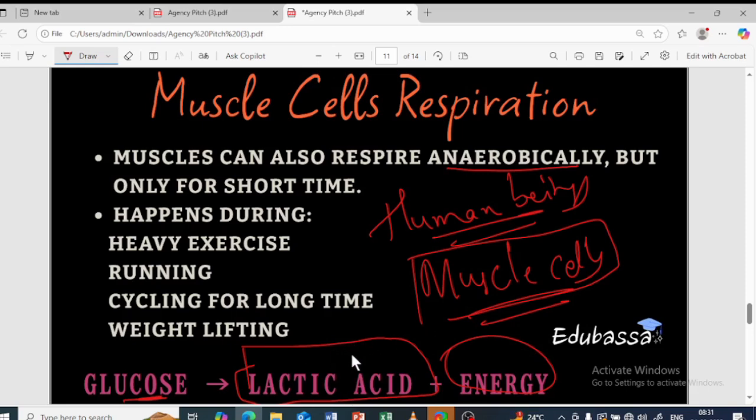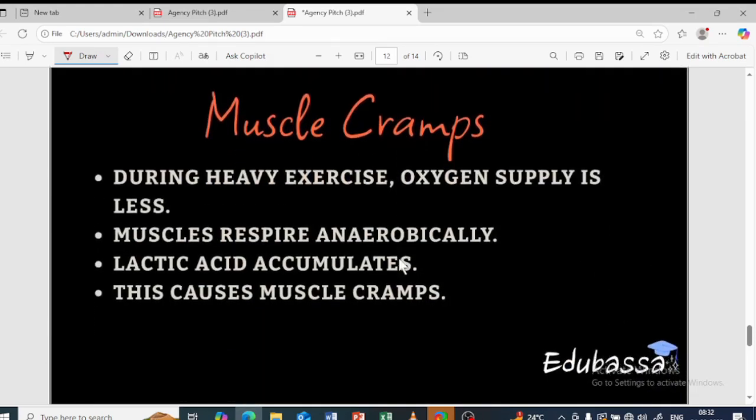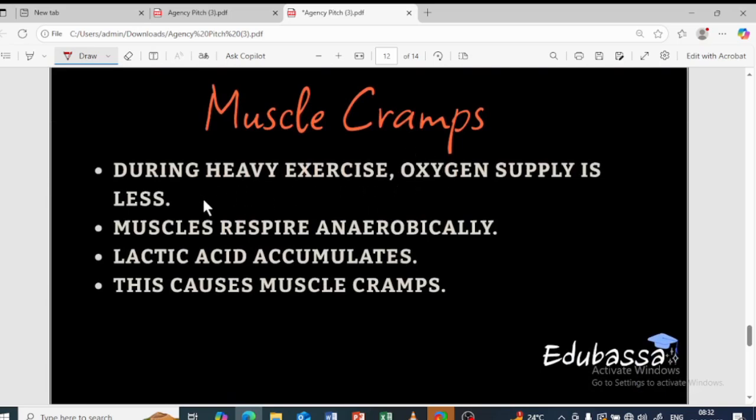When this lactic acid is accumulated, suddenly muscle cramps happen. When you are doing heavy exercise, you might have observed that suddenly muscle cramps take place. That is because of the lactic acid accumulation, because of the anaerobic respiration taking place in the body during heavy exercises. Since the oxygen supply is less, the muscles respire anaerobically, without oxygen. So lactic acid is produced and accumulated. This causes the muscle cramps.